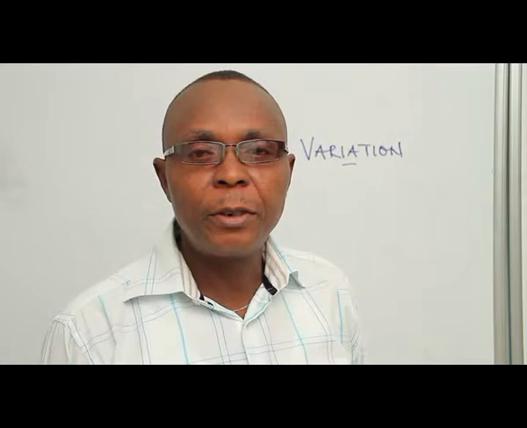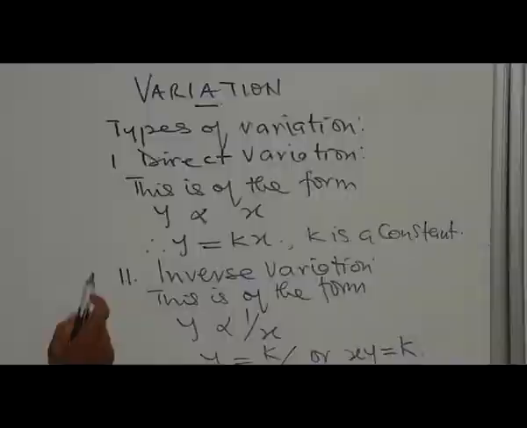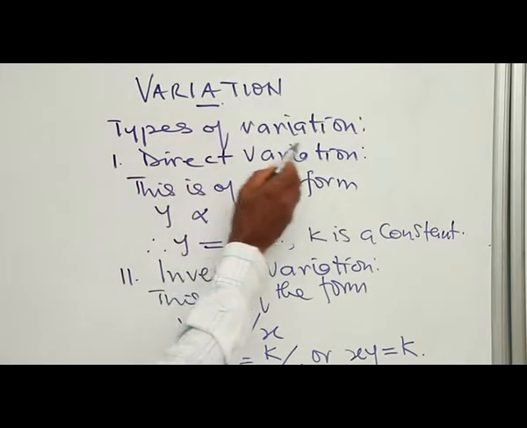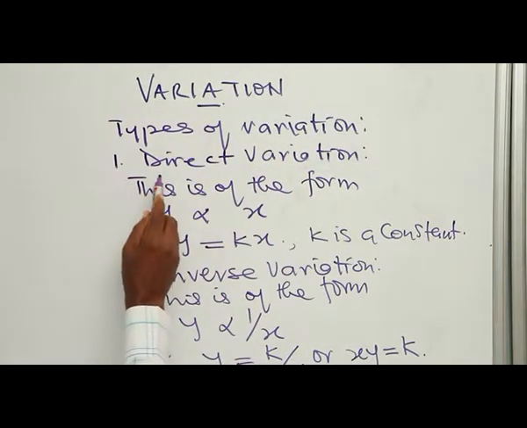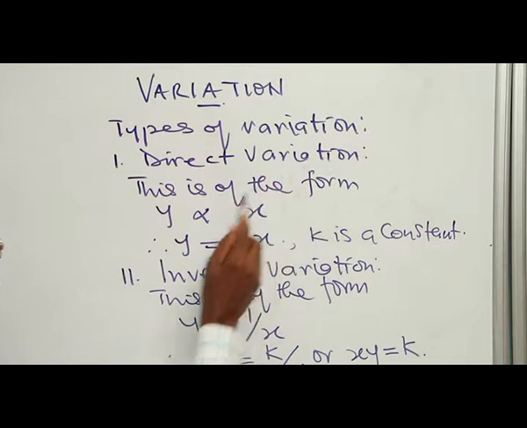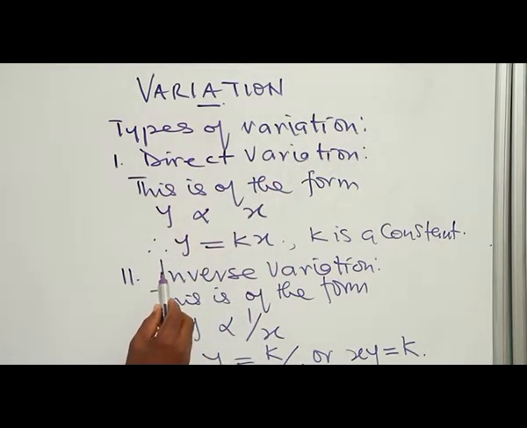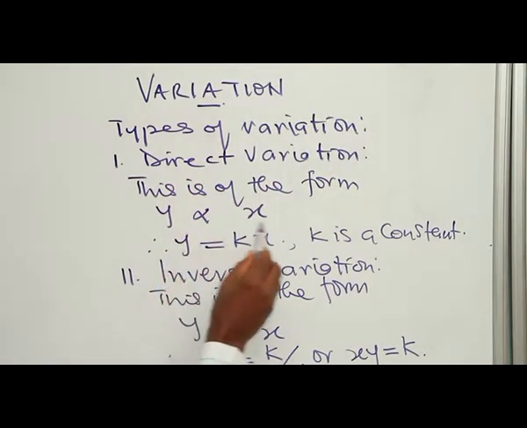Today, we shall be looking at variation. We will start by looking at the types of variation. Number one, direct variation, sometimes also referred to as direct proportionality.